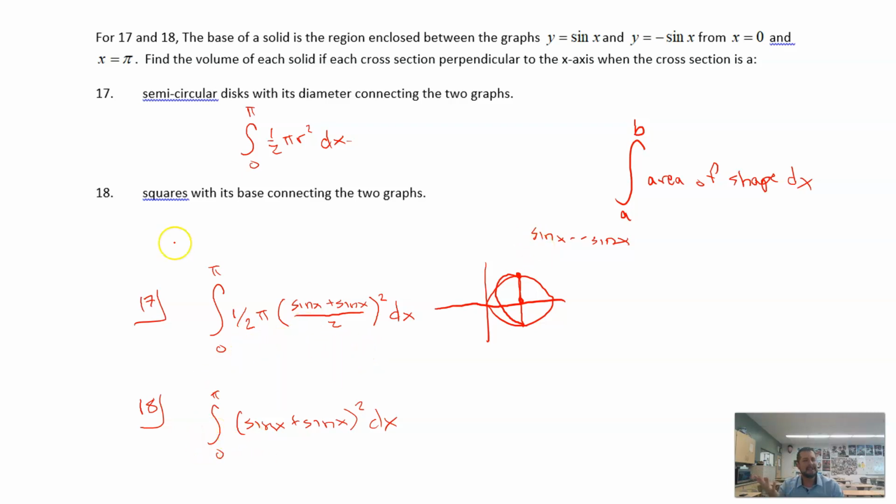On number 18, because they are squares, we're going to do the integral from 0 to pi of the base squared times dx. So on this one, I've got sine of x, I've got negative sine of x, and then the squares are coming off of the paper, very similar to what you did in your art project. We square all of them, we put a dx at the end, we do from 0 to pi. Couple of things to note here. There is no pi on the outside naturally in these problems because we're not revolving around the x-axis.